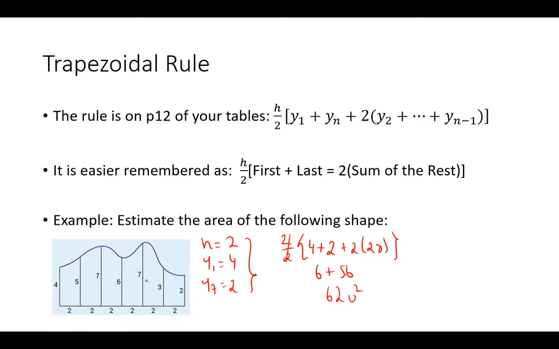We don't know whether it's centimetres, metres or miles, so we just simply call it units squared. Yes, it's that easy. That's how you use the trapezoidal rule. And as I told you already, it is on page 12 of your tables. So please make sure anytime you get a question involving the trapezoidal rule that you turn to page 12 and write down the formula, but that you remember it as h over 2 times the first plus the last, plus 2 times the sum of all the rest of the heights that are present.